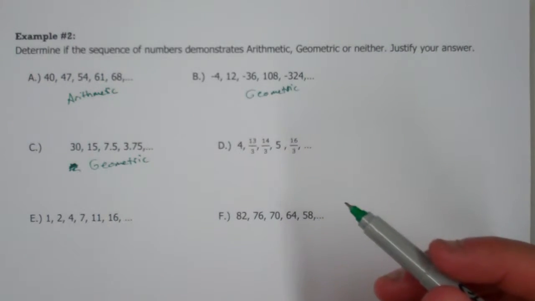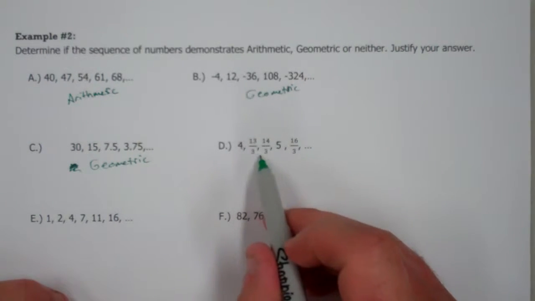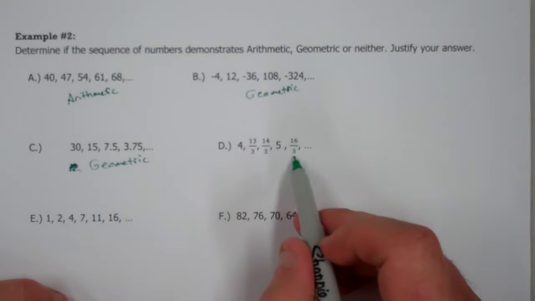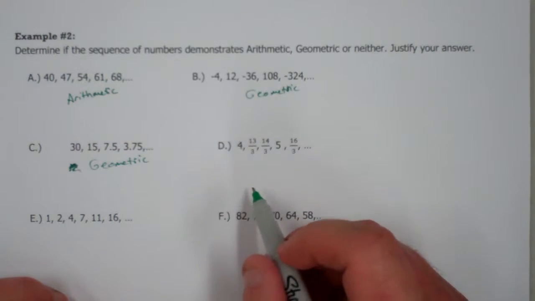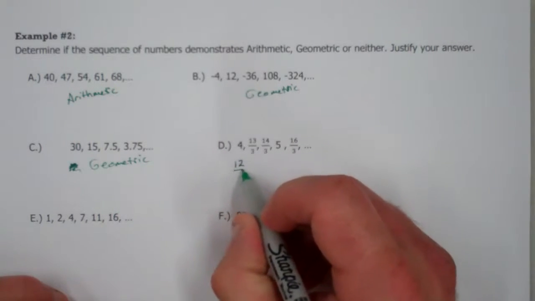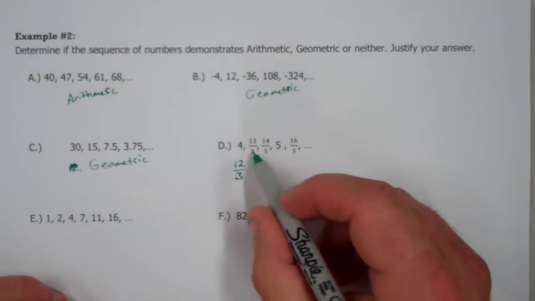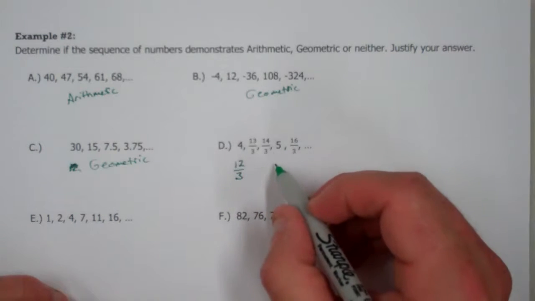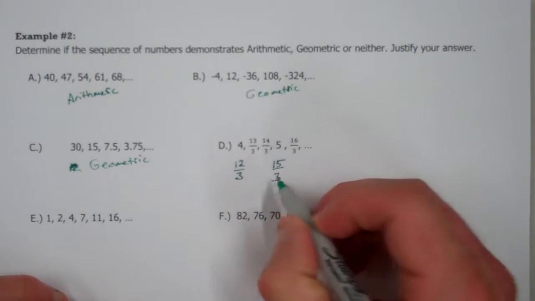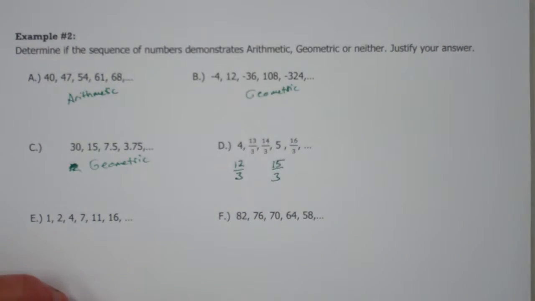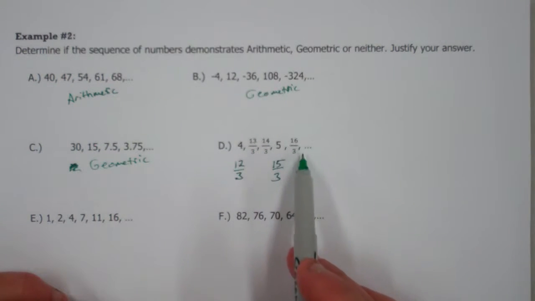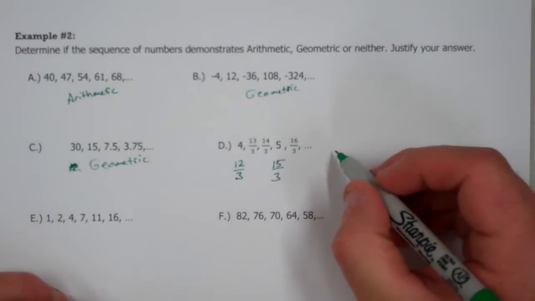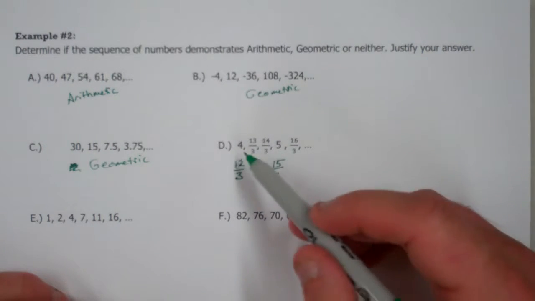Part D is a little tricky. If we look here, we have common denominators of 3, and we're going to change 4 into a number over 3. Well, 12 over 3 is 4. We've got 13 over 3, 14 over 3, 5 is 15 over 3, and then we've got 16 over 3. So you can see here that each time we're adding 1 to the numerator, the denominator is staying the same. We're adding 1/3.